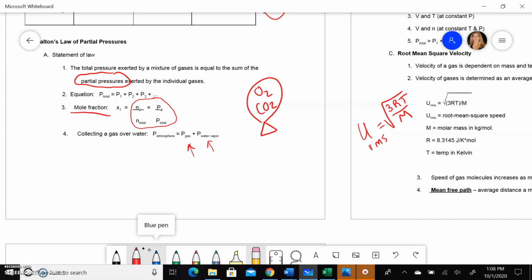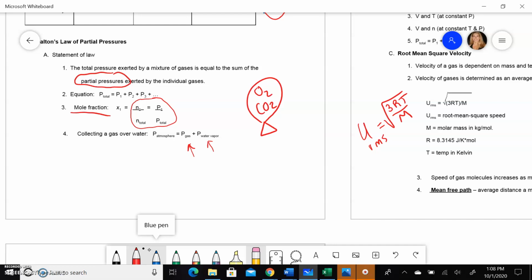So a couple of things about this. Sometimes, like I said, they give you atmospheric pressure instead of calling it the total, so be aware of that. The other is that this water vapor is dependent on the temperature of the water. So the hotter that you make water, the more it evaporates, which means you'd have a higher pressure. So in the question, they're going to give you all kinds of information about the temperature of the water and how this is the water vapor pressure of water at that temperature.